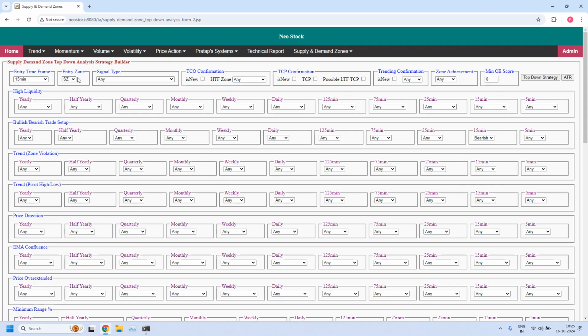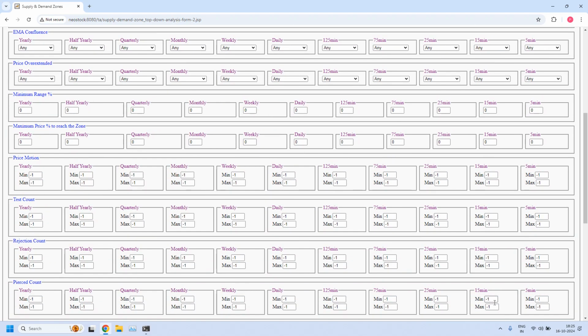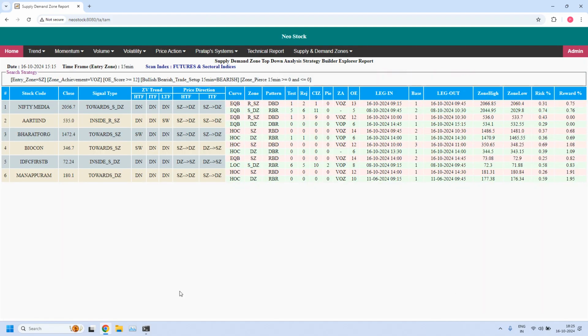This 15 minute supply zone should not be pierced, so in the pierced count, 15 minutes time frame, I am setting 0, minimum value, maximum value 0. That means zone should not be pierced. Zone achievement violated opposing zone, minimum odd enhancer score 12. All the three filters are applied to 15 minute supply zone. 6 stocks are filtered. That means all the 6 stocks are currently supporting bearish trade setup for daily income trade.